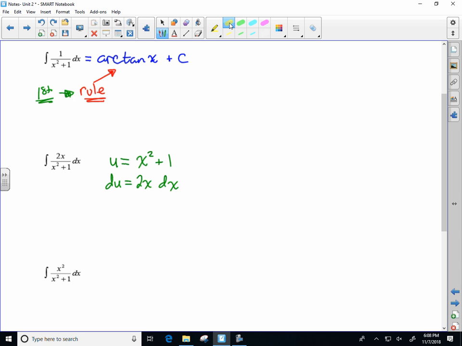So 2x dx, I'm highlighting the wrong thing. 2x dx is the same as du. So now I can do a switcheroo here and replace the 2x dx with a du, and replace the x squared plus 1 with a u. Some people like it in this form better, 1 over u du.